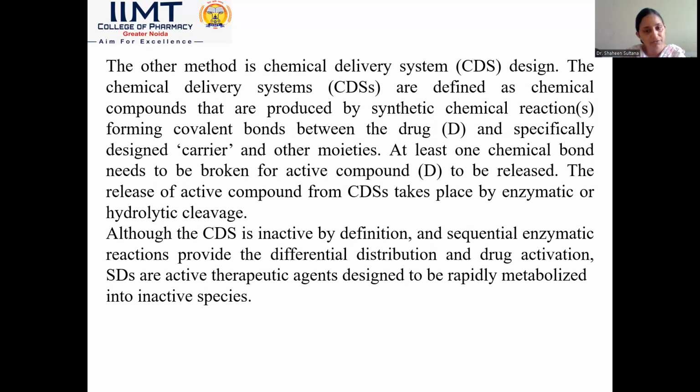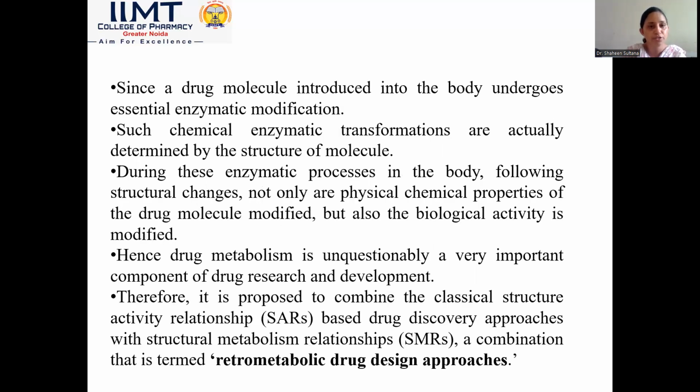Now the CDS are active therapeutic agents that are rapidly metabolized into inactive species. Now the drug that is introduced into the body undergoes several enzymatic transformations. Now what type of transformation will be carried out? It depends upon the structure of the molecule. So during the enzymatic processes, the drug undergoes many structural changes. That will change not only the physical chemical property, but also the biological property of a molecule. And hence the drug metabolism is unquestionable.